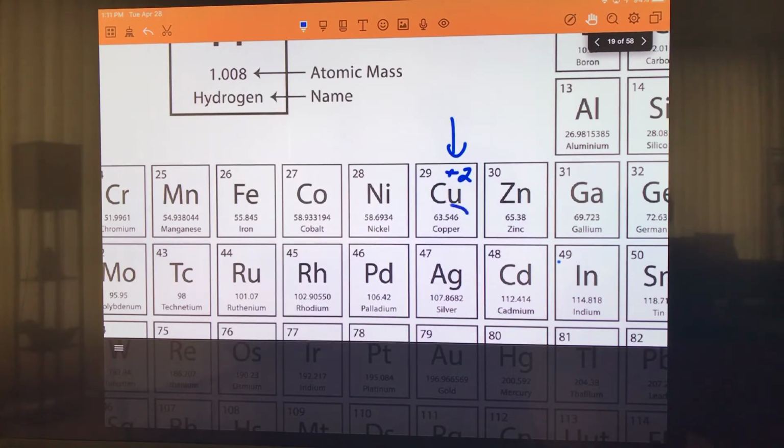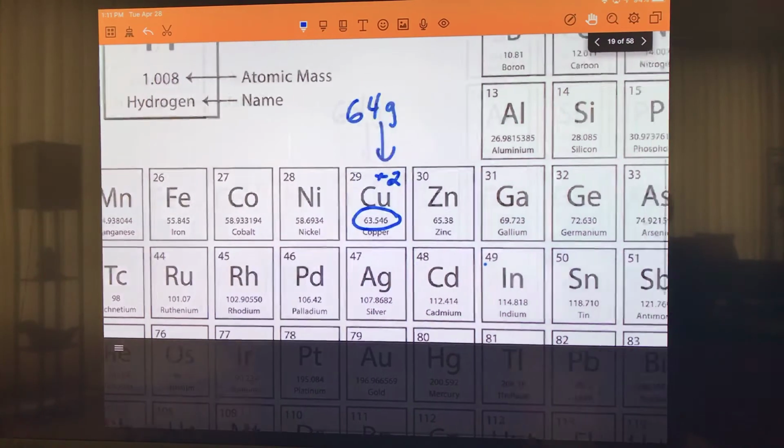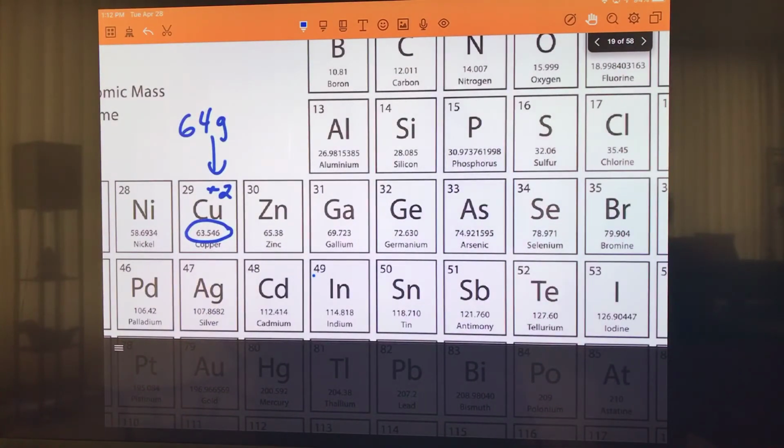And there's the mass, 63.5. So we are going to round that one up to 64 grams because it's a little bit above 0.5. All right, we'll remember that one. Sulfur, right over here, 32.06. We're going to round that one to 32 grams. Okay, 32 grams. All right, and since it's right below oxygen, it is a charge of -2.